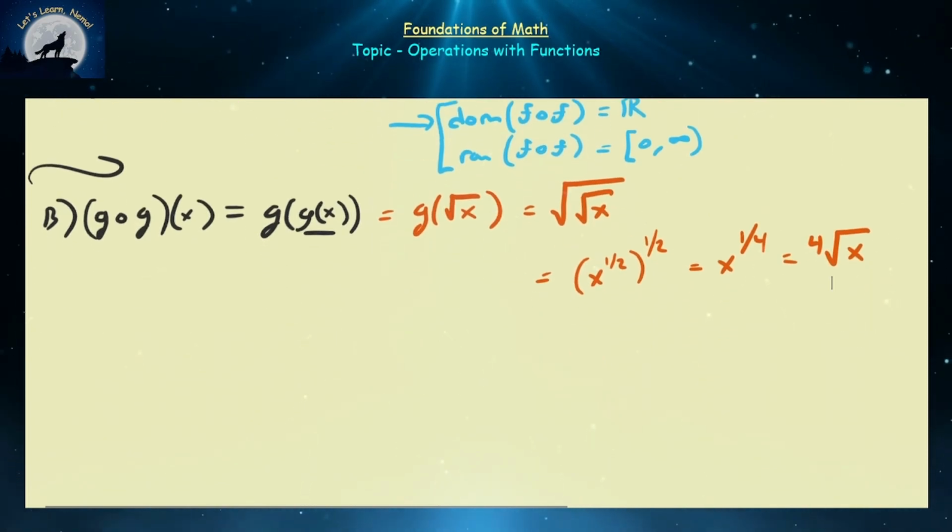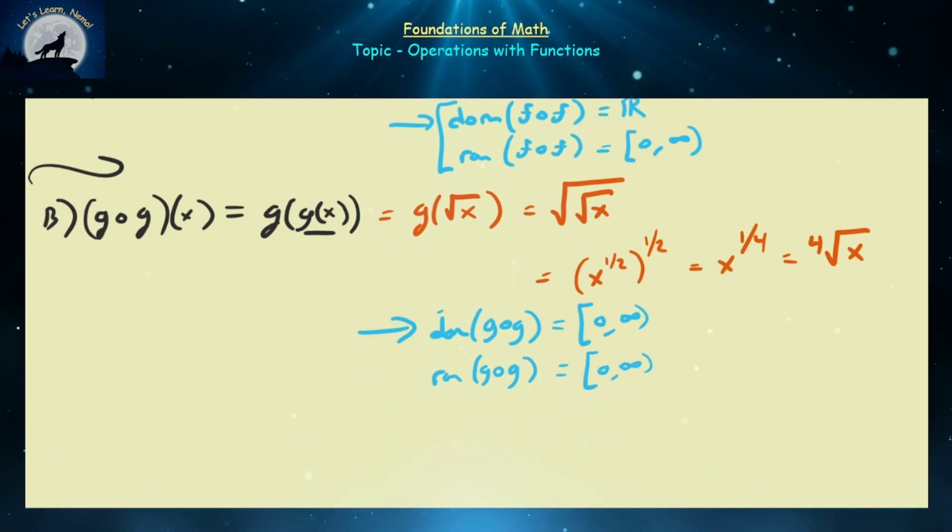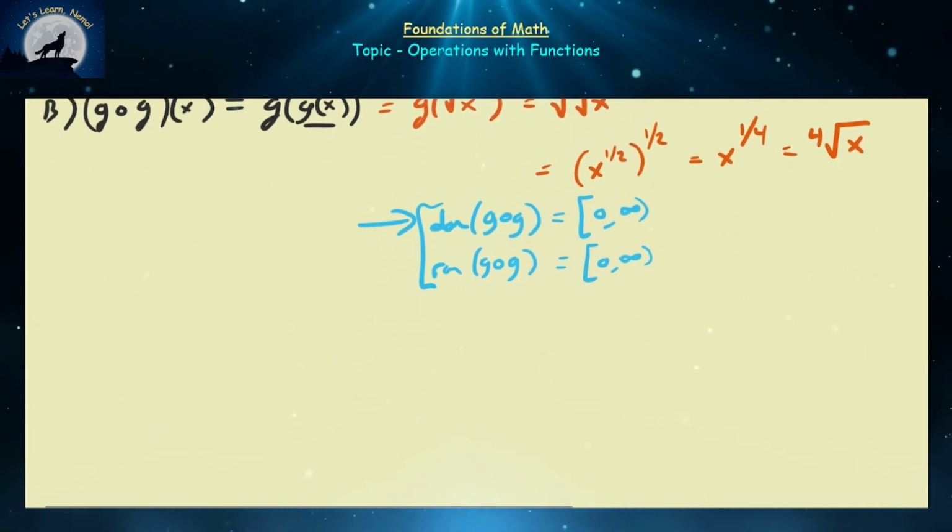So using either graphical analysis or theoretical analysis, what do we have? So the domain of g composed with g, one can show, is going to be 0 to infinity. And the range of g composed with g will also be equal to 0 to infinity as well. Agreed? So those are the two easier ones. Now let's start mixing these two functions with each other and be very, very careful when you do it.